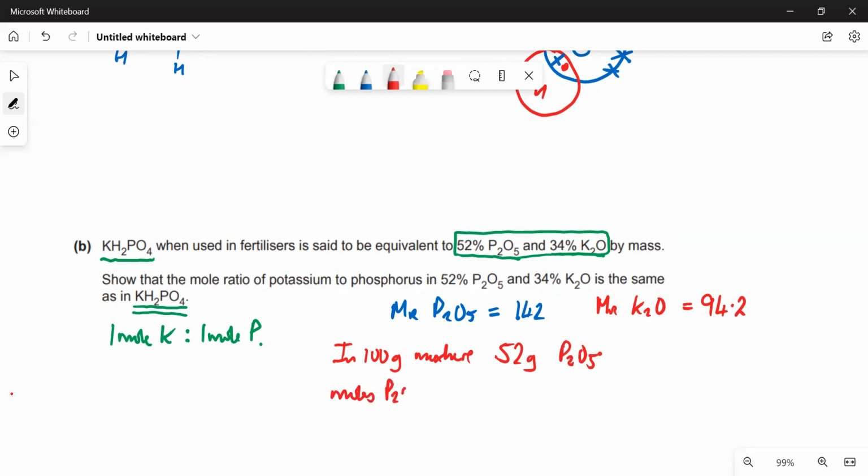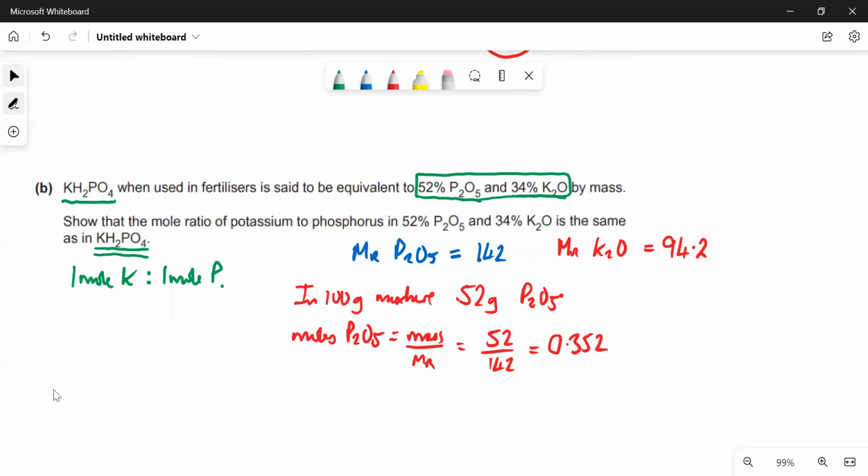So the moles of P2O5 is equal to mass over MR. The mass is 52, the MR is 142, so that is going to give us 0.352. Now, how many moles of phosphorus have we got? Well, 1 mole of P2O5 obviously contains 2 moles of phosphorus, so we need to double that. So moles of phosphorus is equal to 2 times 0.352, which is equal to 0.704 moles. That's the moles of phosphorus.